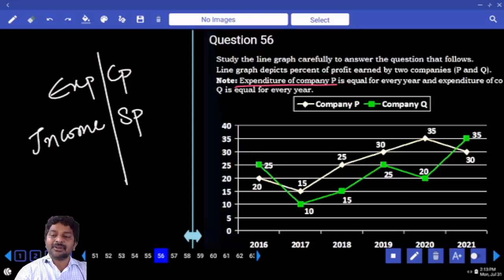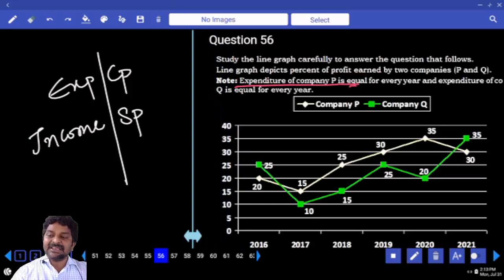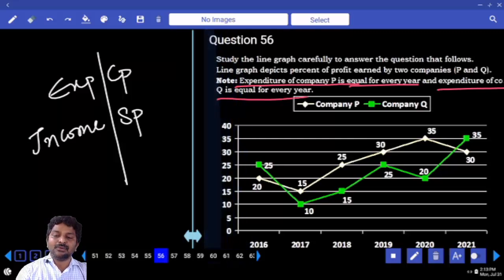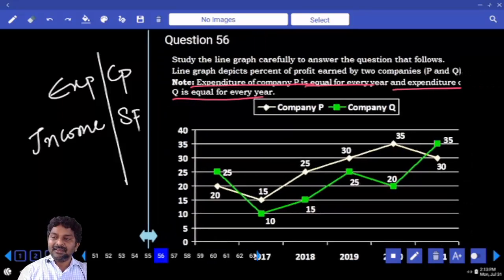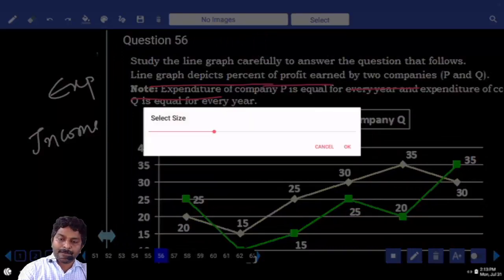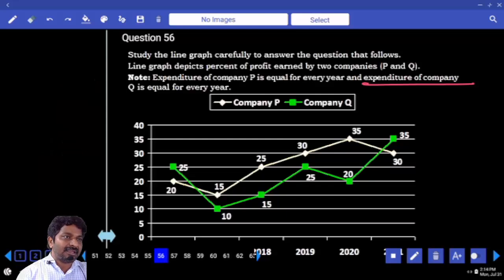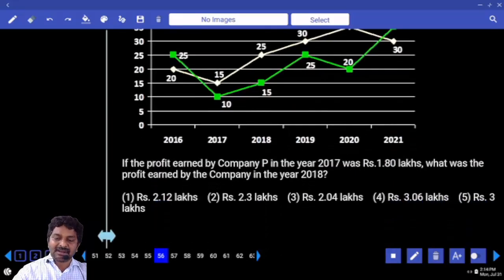So now they are talking about the cost price of company P being equal for every year. So every year the cost price is the same for P. Expenditure of company Q, again cost price, is also equal for every year. So P's cost prices are the same for all the years and Q's cost prices are also the same for all the years. Is the data clear? Now we can start the questions.